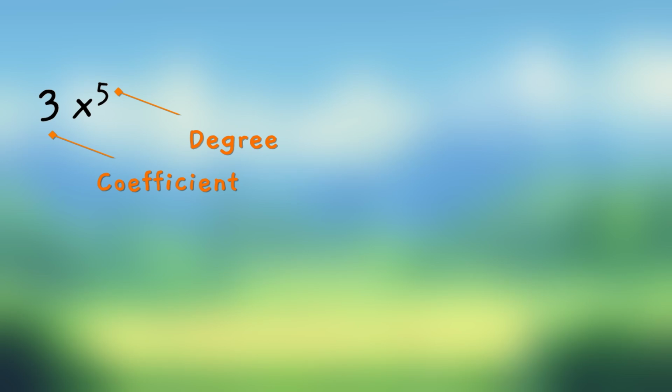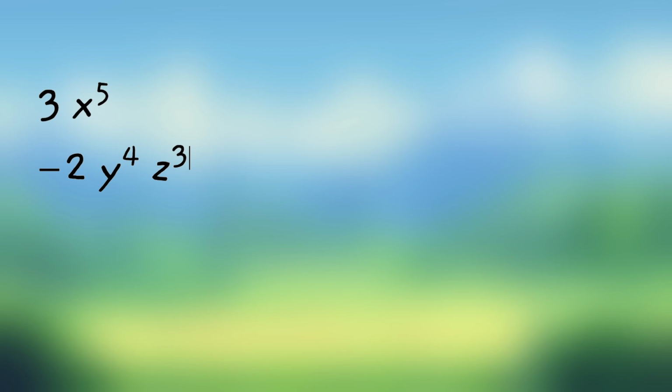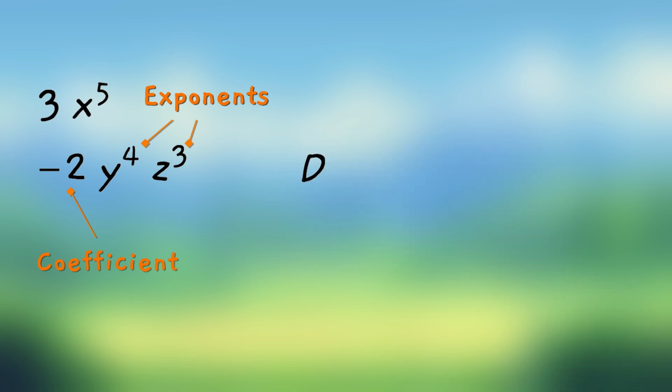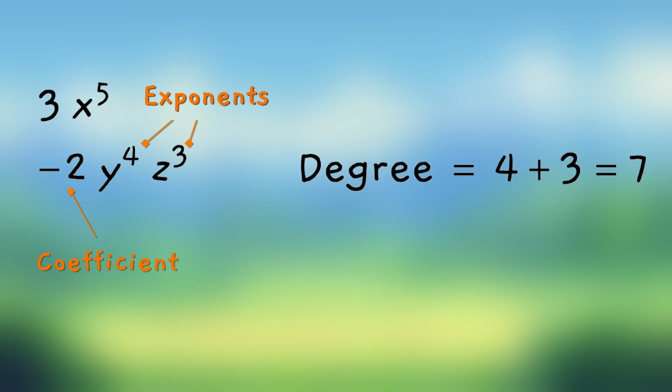Now let's look at a monomial that has more than one variable. Let's look at negative 2 times y to the 4th times z cubed. This is a monomial. The number is negative 2, so the coefficient is negative 2. And here we have 2 exponents. The exponent of y is 4, of z is 3. When you talk about the degree, it is the sum of the exponents. So here, the degree of this monomial is 4 plus 3, which is 7. So the degree of this monomial is 7.